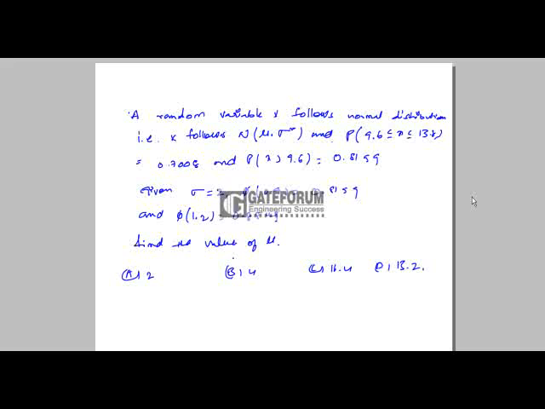phi of 0.9 is equal to 0.8159, and phi of 1.2 is given as 0.8849. We have to find the value of mu.